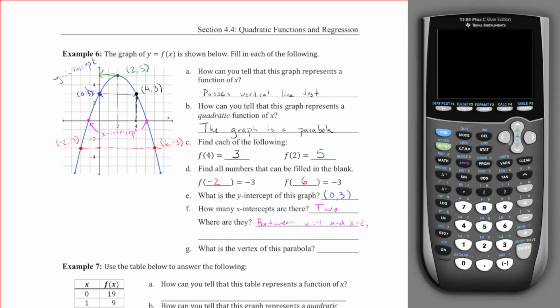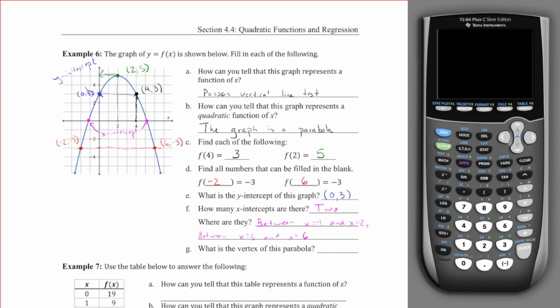And then the next one is between x equals 5 and x equals 6. So we can't exactly read the coordinates of those points off the graph, but we can see where they are. Okay.